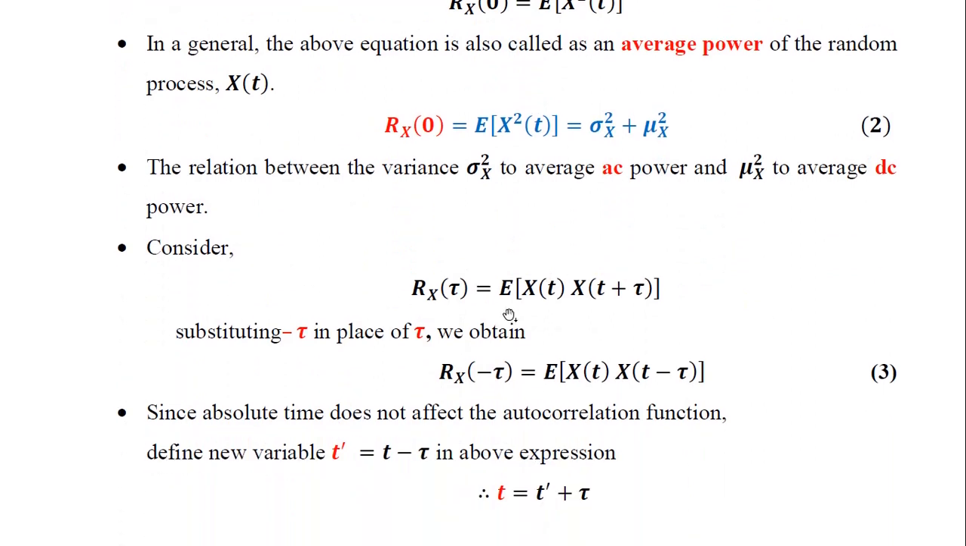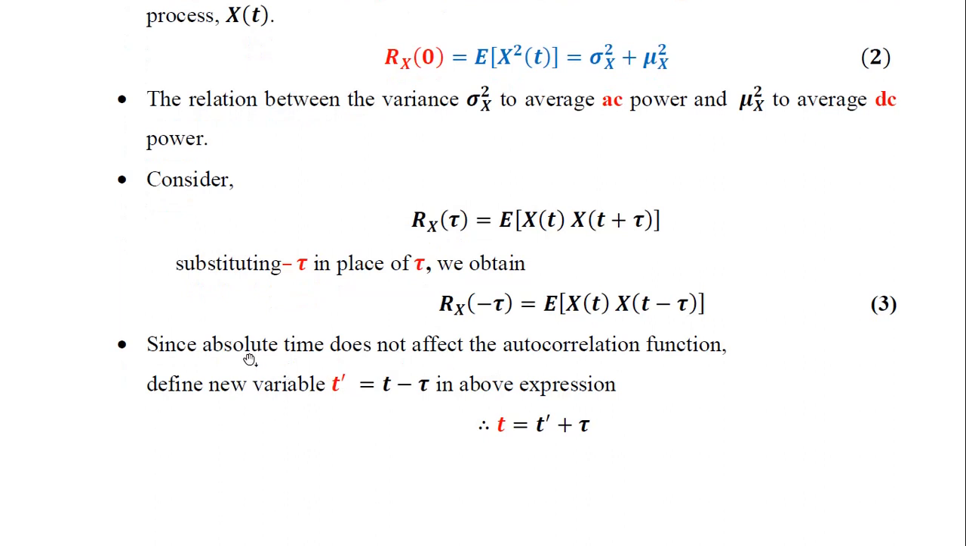It's very important. Consider Rx of tau is equal to the expectation of the product of x of t and x of t plus tau, as before. Now in place of tau, we substitute the negative value. So substitute minus tau in place of tau. Therefore we obtain Rx of minus tau, which is equal to E of x of t, and here t plus tau is replaced by t minus tau.